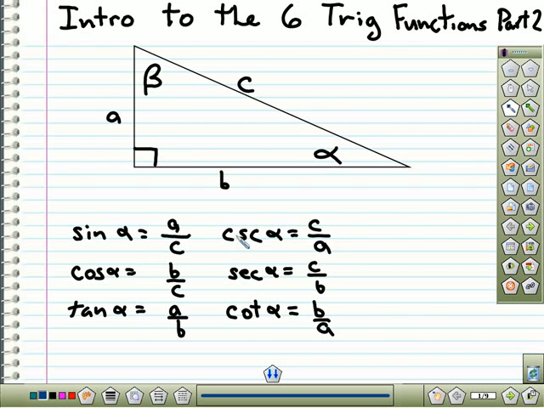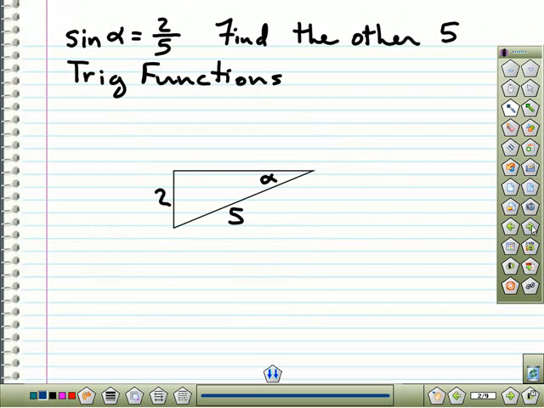Now let's look and see what kind of things we can do with that so far. In other words, what we might be asked to do. First of all, and we looked at this a little bit yesterday, we have sine alpha equals 2/5. And what we want to do is find the other 5 trig functions.